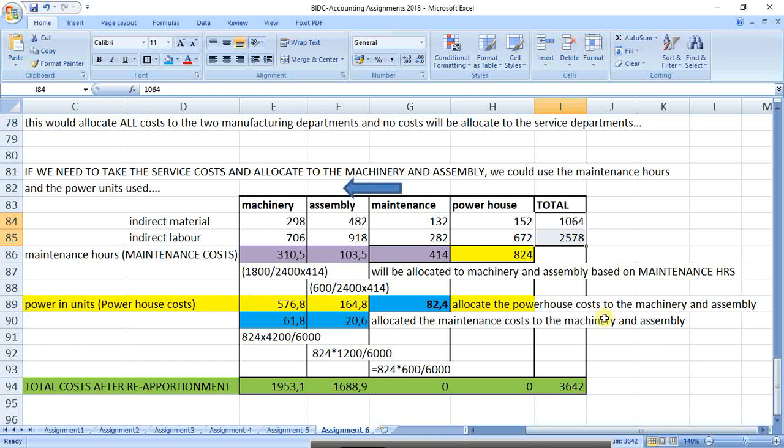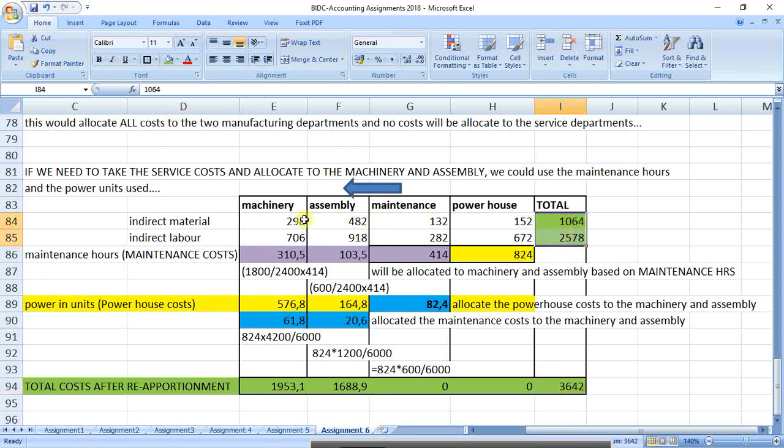Okay, that's actually a good interpretation bit. So just theory-wise, have a look at this. How much indirect labor and material did we have in terms of the total? 1064 plus 2578. If you add up those two amounts, what do you get? Have a look. Those two amounts, there's the sum: 3642. See? Those two amounts are the same as that amount.